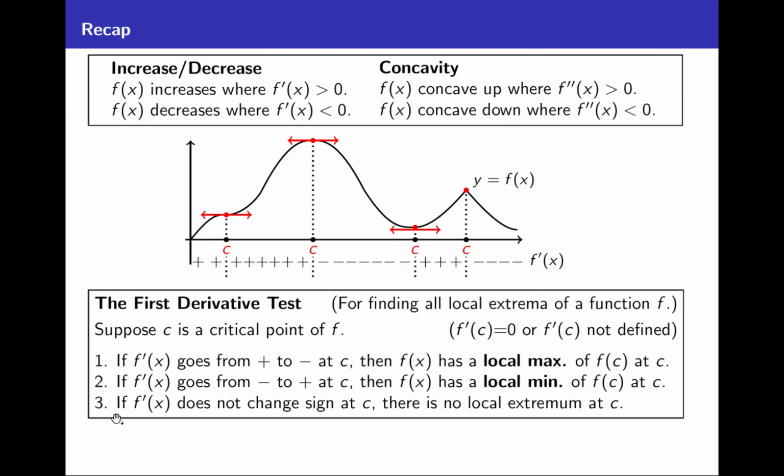And finally, if f prime does not change sign at c, then you can definitely say there is no local extremum at c. And you can see that happening right here, where f prime on one side of this critical point c was positive. It's positive on the other side too, so it didn't change sign. And that just means the graph was increasing and leveled out, had a slope of 0, and continued increasing. That's not a local maximum.